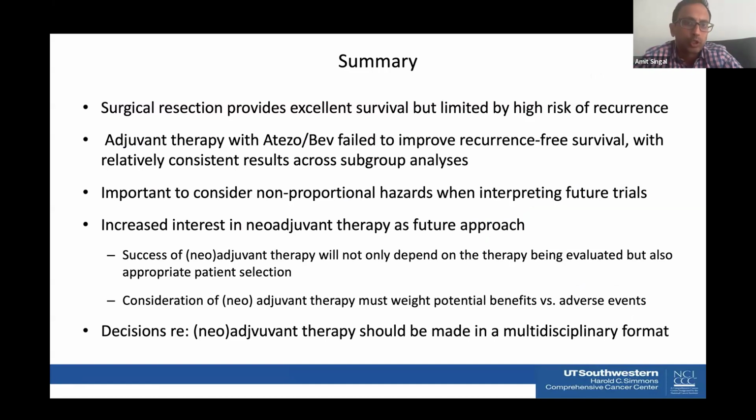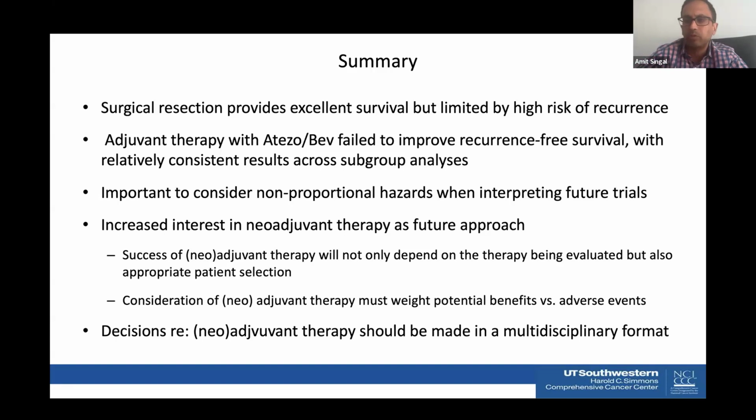In summary, surgical resection provides excellent survival, but limited by high risk of recurrence. Adjuvant therapy with atezo-bev failed to improve recurrence-free survival, with relative consistency of results across multiple subgroups. Lessons learned: important to consider non-proportional hazards when interpreting future trials, as well as thinking through patient selection for adjuvant trials. I would argue, I think there's much more interest now in neoadjuvant therapy as the future approach.